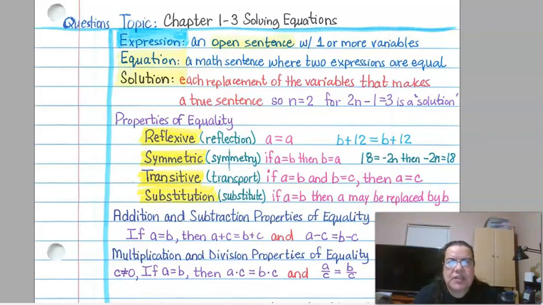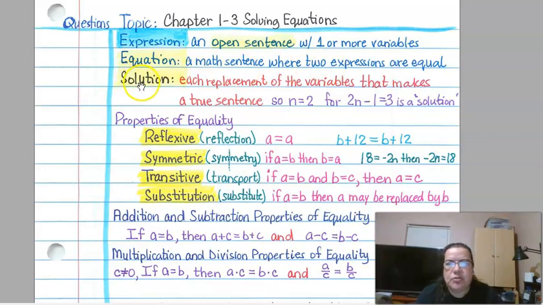So chapter 1-3 is all about solving equations. So here, first, let's look at some of the vocabulary. An expression is an open sentence with one or more variables. You'll see the difference between that and an equation. An expression does not have an equal sign. An equation is an actual math sentence where you have two expressions that are equal. So you'll have that equal sign in an equation.